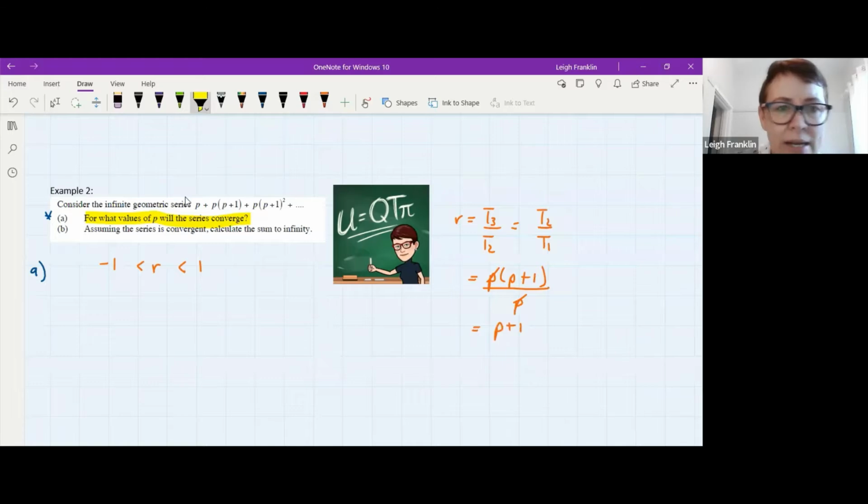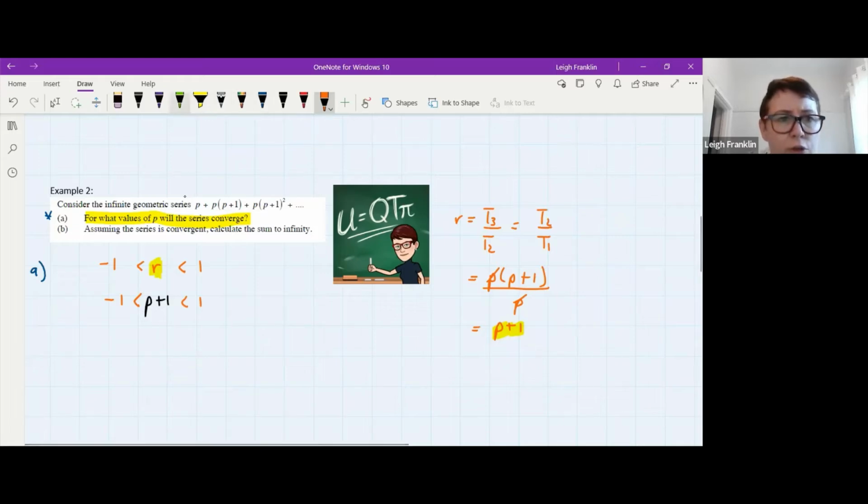All right, so now what I need to do is take this P plus 1 and sub it in over here, in place of my R. And now I have to solve for P. So when we are working with a compound inequality like this, we want to isolate the P. We want to know what P is greater than or what P is going to be smaller than, because there's going to be a few values for P that will satisfy our equation.